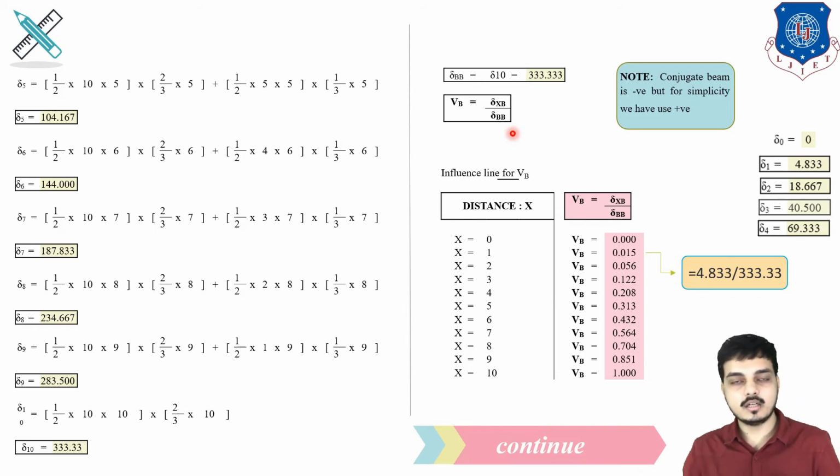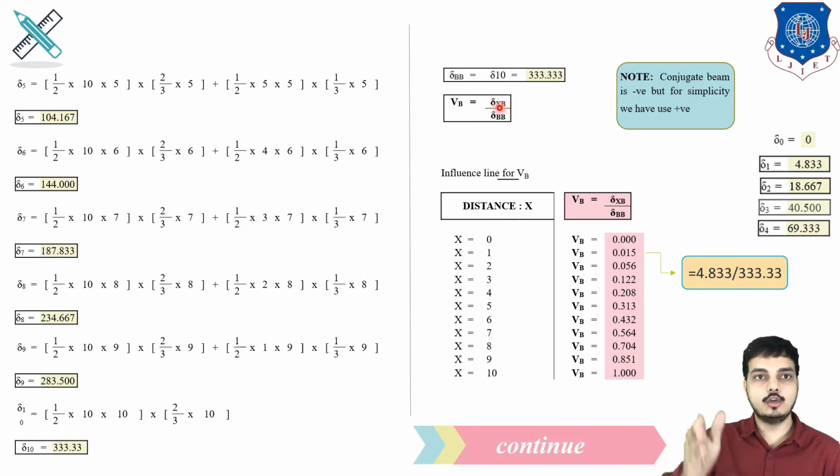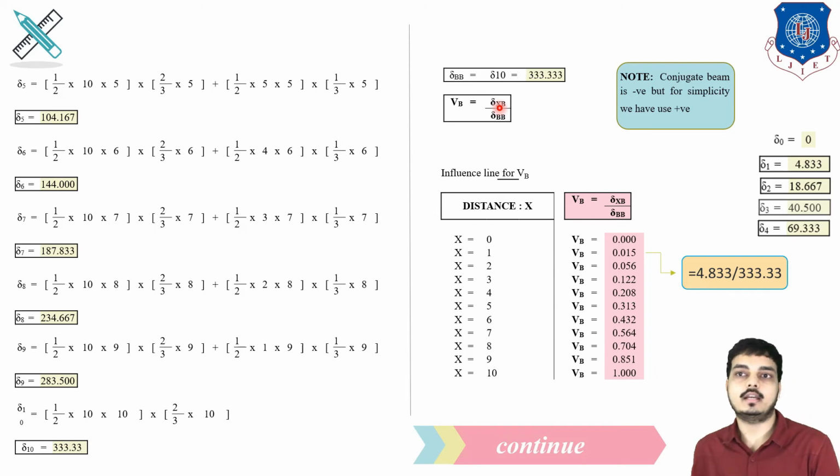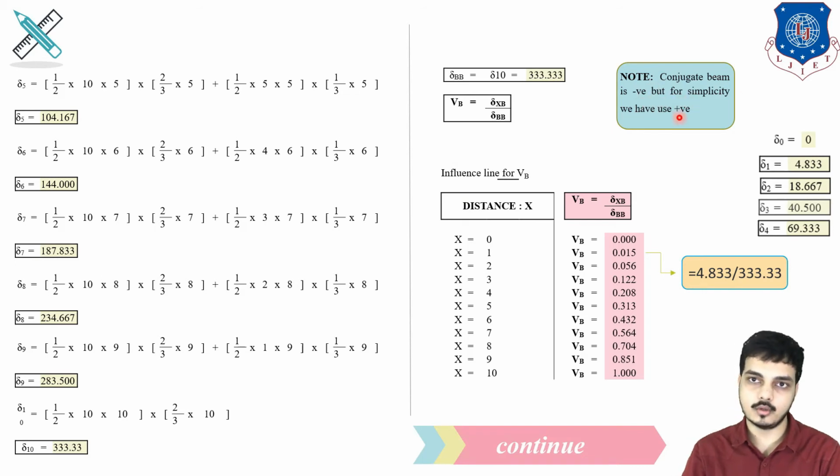Which is at 10 meter distance, means 10 number of points. So delta 10 will become my delta BB. And what will be my delta XB? As X changes from 0 to 10, it will vary. Look, now here one note is written, conjugate beam is negative, but for simplicity we have considered it as positive. The values, this one.